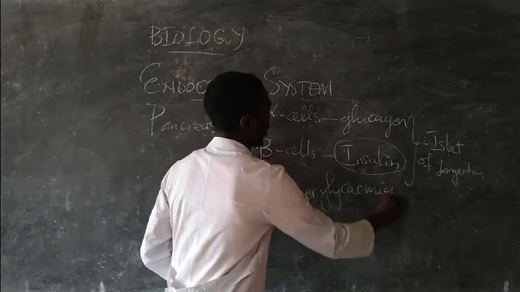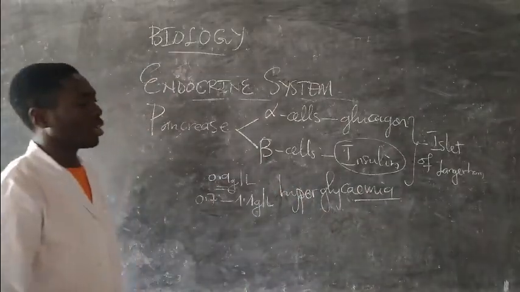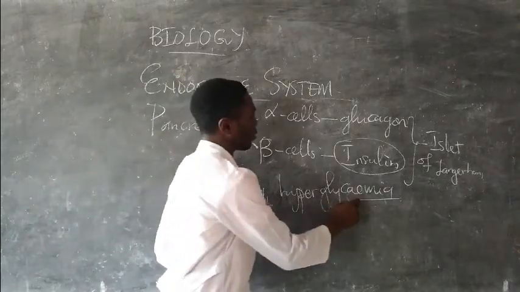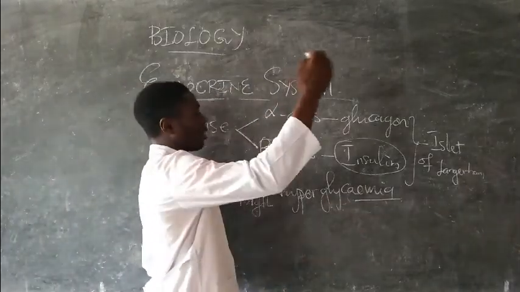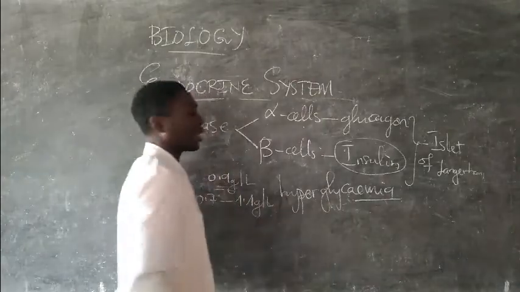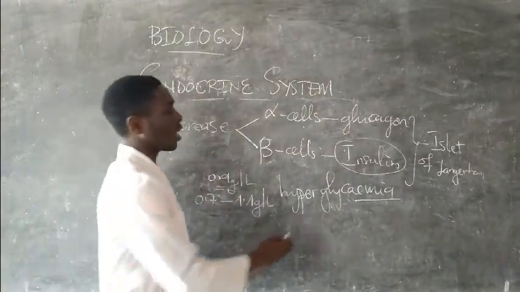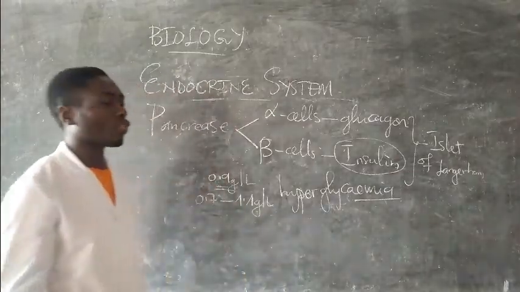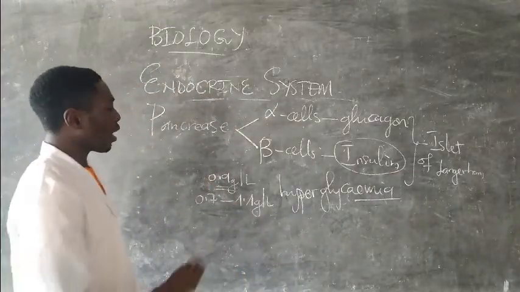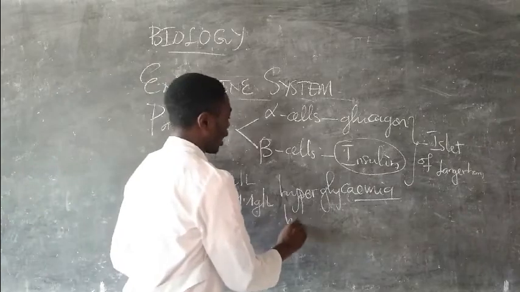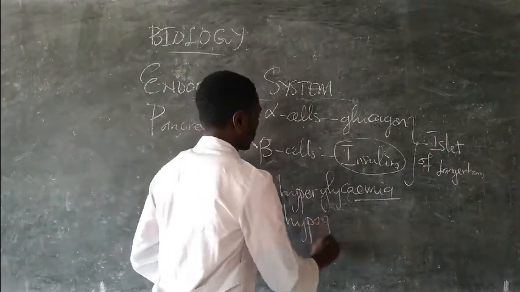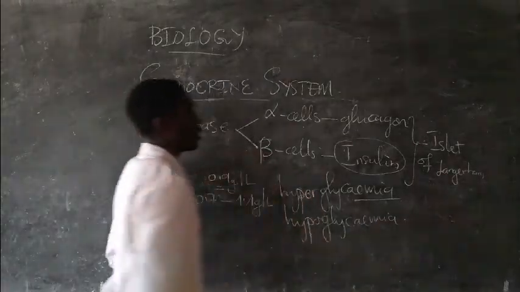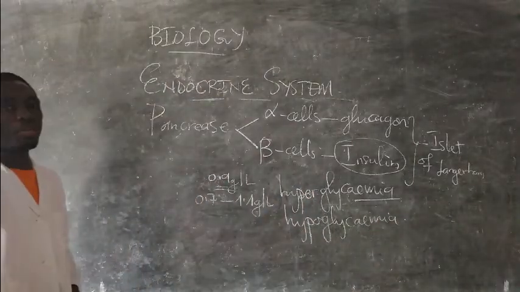The word emia means blood. When you hear emia, you know it refers to blood. So in glycemia, hyper means very high, gly refers to glucose, and emia means blood. So hyperglycemia means high levels of glucose in blood. Now if it's below the level, we talk about hypoglycemia. We say the person is hypoglycemic.